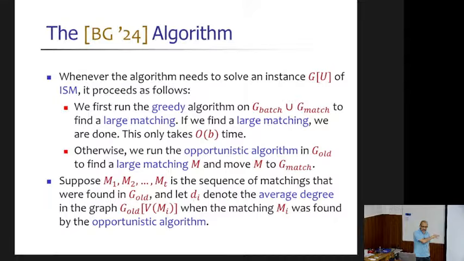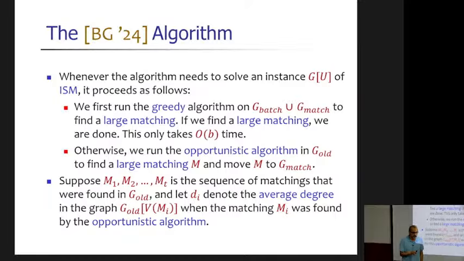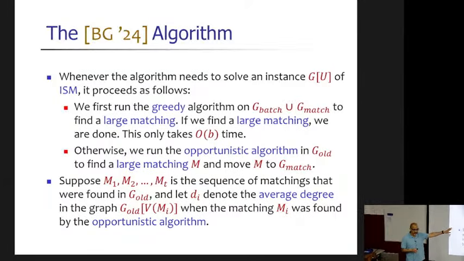But if you fail to find a large matching here, it's time to go to G old. Remember, ISM promises you there is an omega n size matching. So if you didn't find it in G batch and G match, where must it be? It's a partition across all this. It must be in G old.